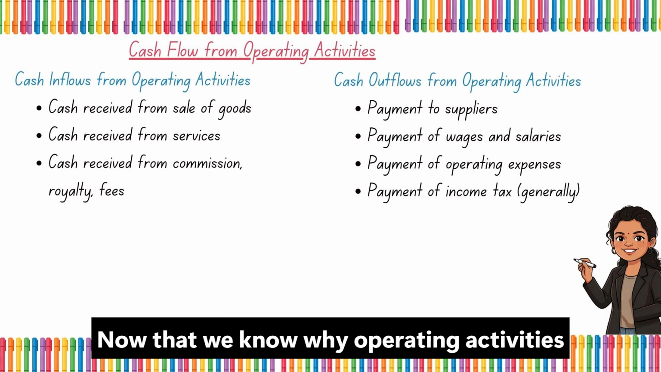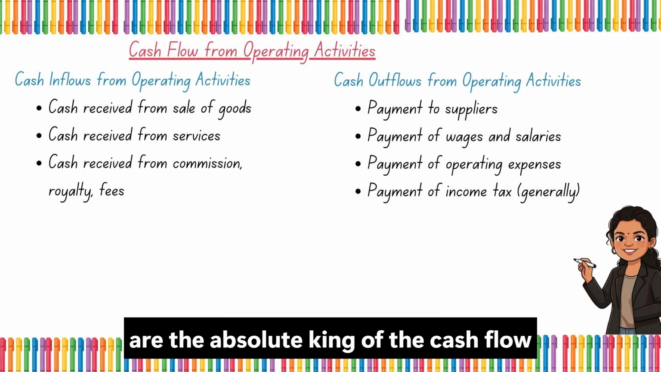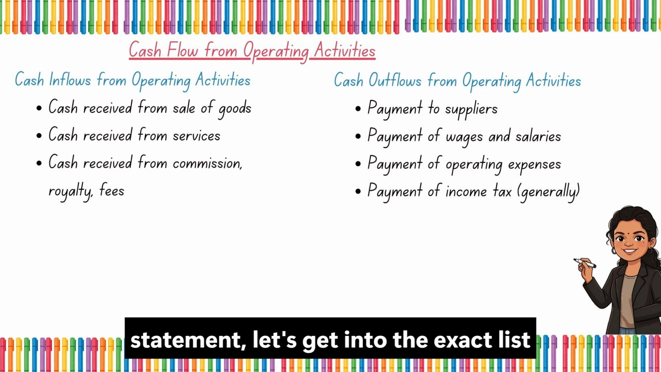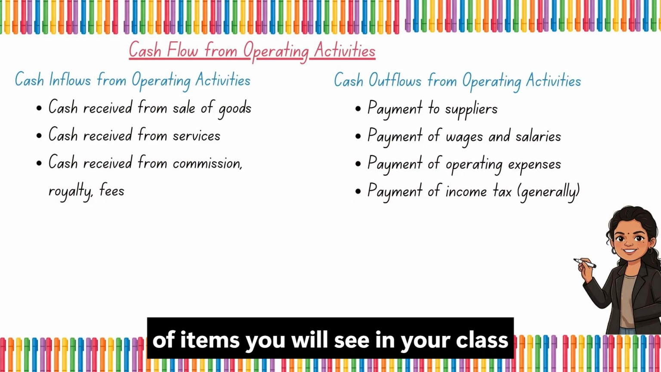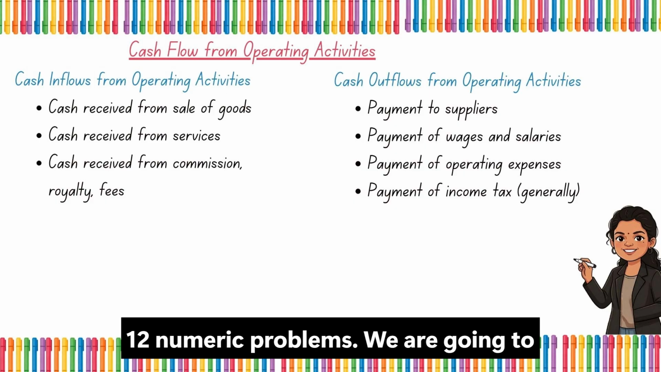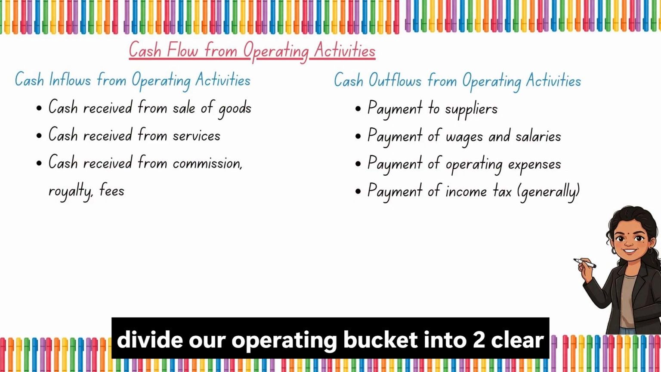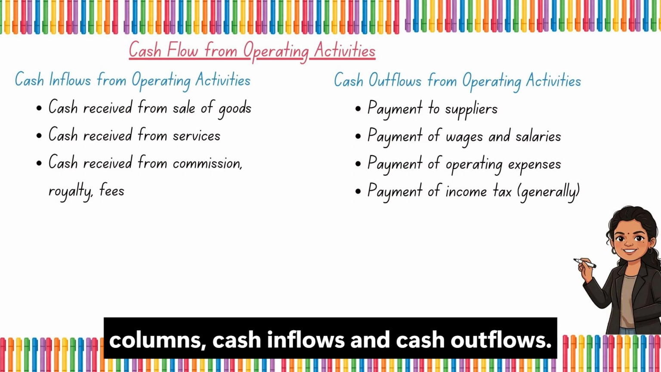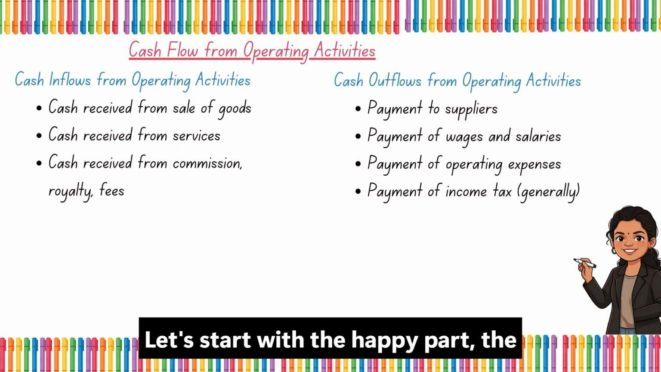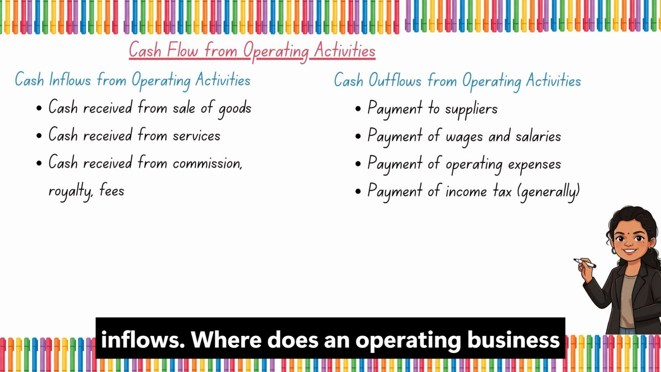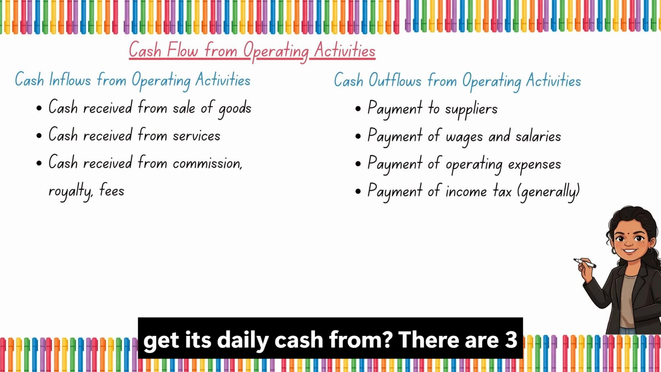Now that we know why operating activities are the absolute king of the cash flow statement, let's get into the exact list of items you will see in your Class 12 numeric problems. We are going to divide our operating bucket into 2 clear columns, cash inflows and cash outflows. Let's start with the happy part, the inflows. Where does an operating business get its daily cash from? There are 3 main sources.